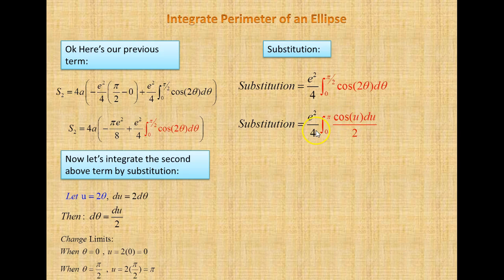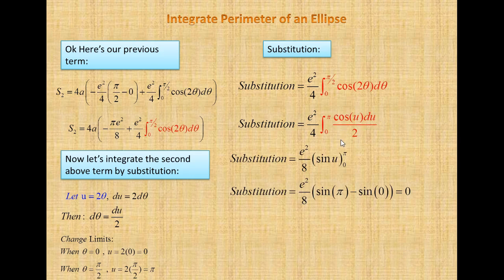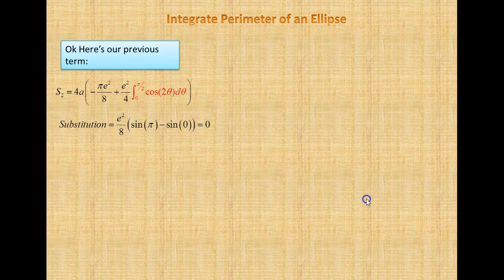Okay. So now we have e squared over 4 times the integral from 0 to pi of cosine u over 2 du. And then we move the 2 out front. That makes it e squared over 8 times, and the integral of cosine u du is sine u. Well, sine u from 0 to pi is sine pi minus sine 0. Sine of 0 is 0, and the sine of pi, 180 degrees, is 0 also. So 0 times this is 0. Okay? So this is getting easier by the minute.